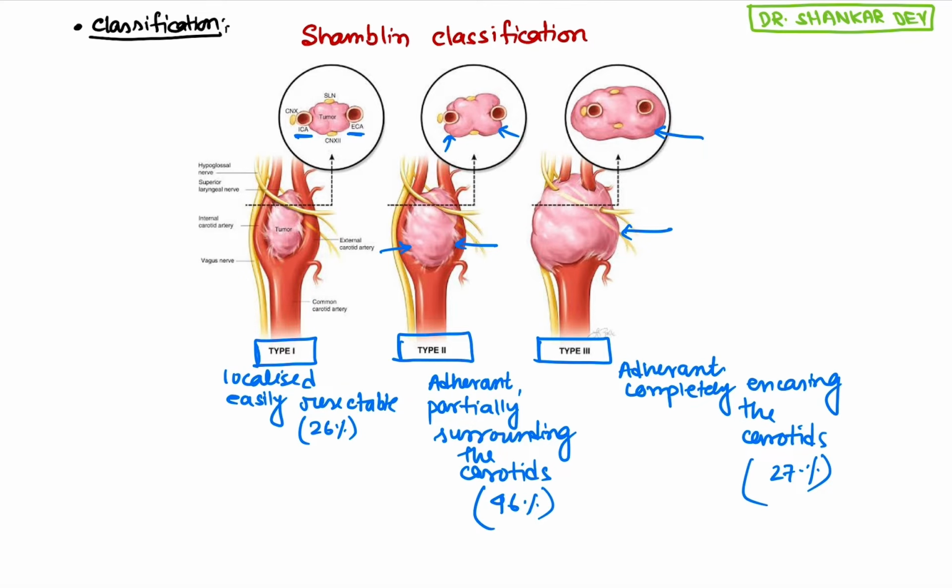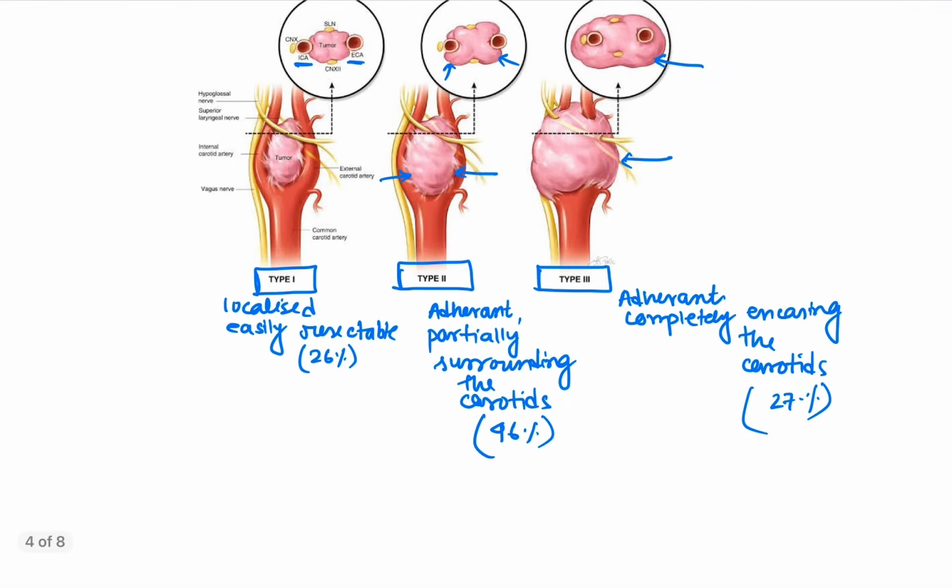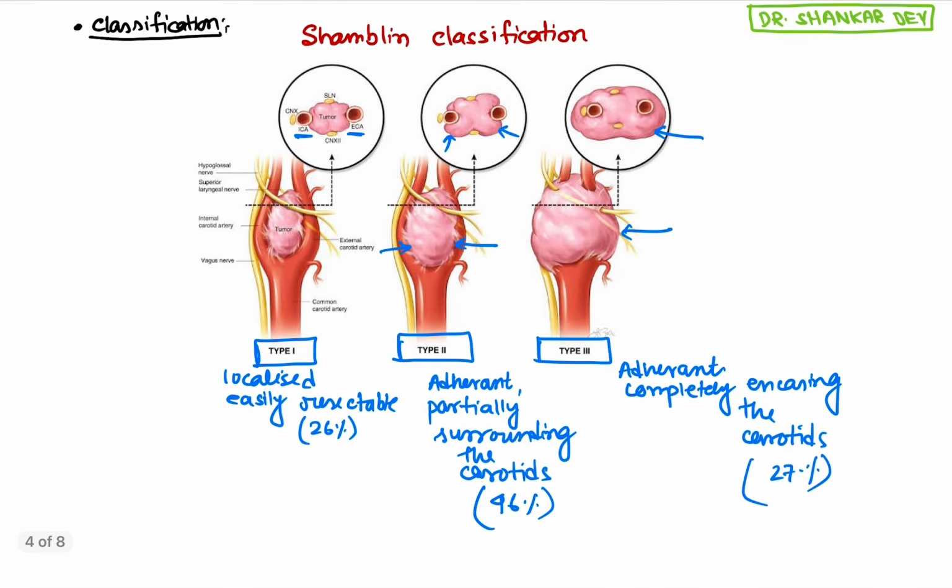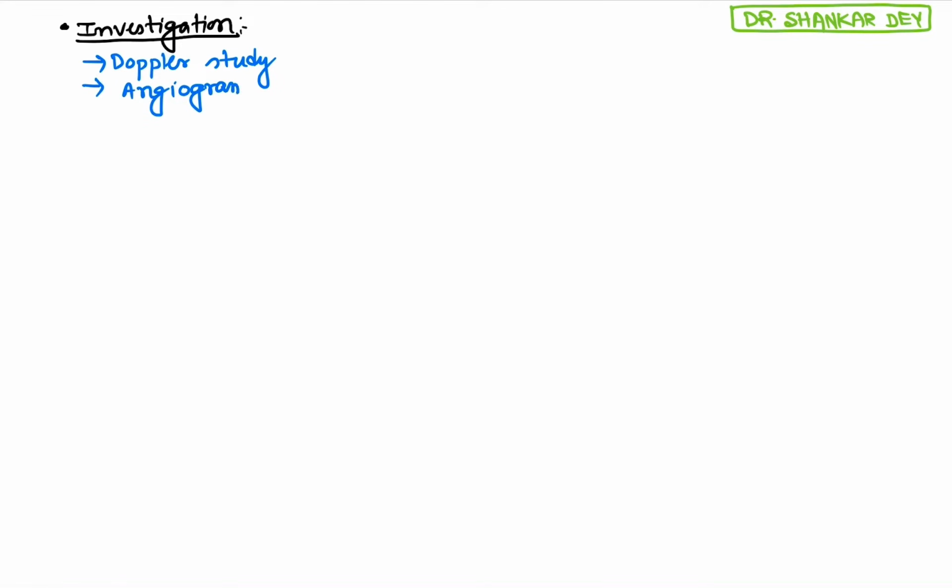Next thing is the investigations that have to be performed in case of carotid body tumor. So what are the investigations that have to be performed to diagnose this tumor? First of all, Doppler study. So the first thing you have to do is Doppler study, carotid artery Doppler study. Second thing that you will perform is angiogram. And what will be the finding on angiogram?